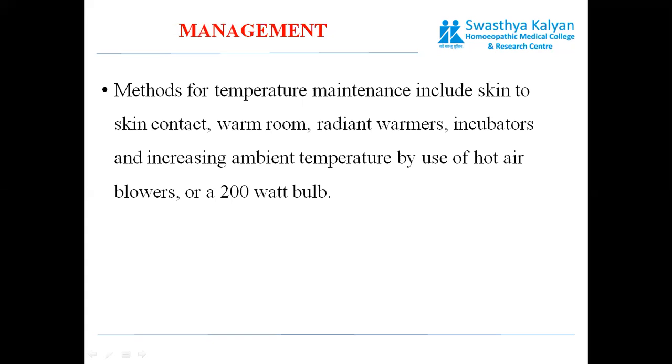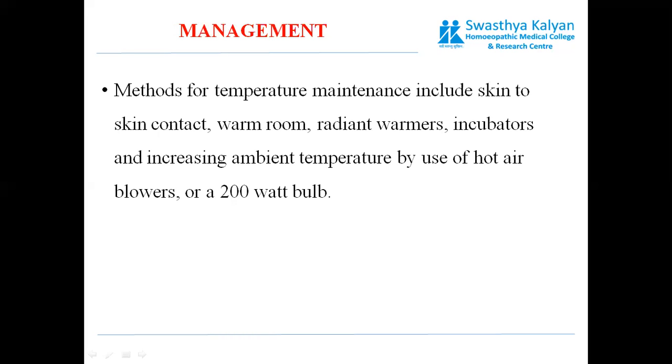Now, management of hypothermia. How will we manage hypothermia? Methods for temperature maintenance include skin to skin contact, that is kangaroo mother care, then a warm room, radiant warmers, incubators, and increasing ambient temperature by use of hot air blowers or a 200-watt bulb. This is the general management of hypothermia. These are the methods by which we can maintain the temperature of the baby, prevent hypothermia or manage hypothermia.